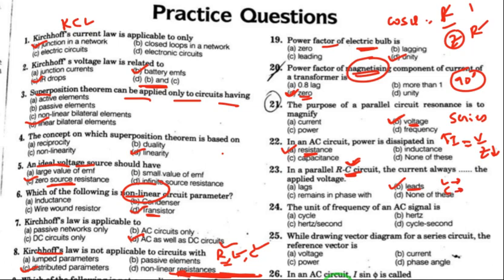Next one. The unit of frequency of an AC signal is Hz. So B is the correct answer. While drawing the vector diagram for a series circuit, the reference vector is current. You know this. Next one.